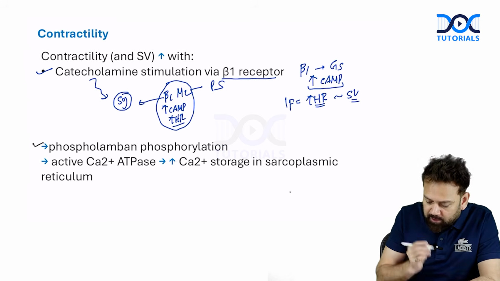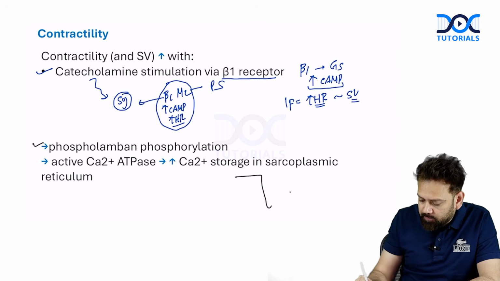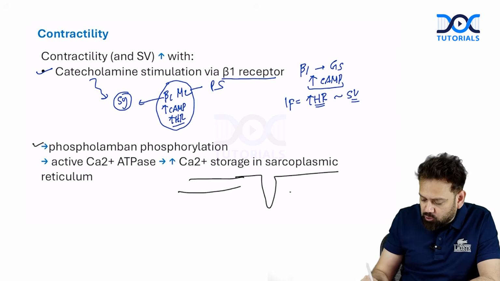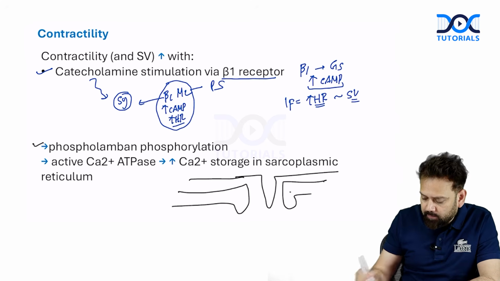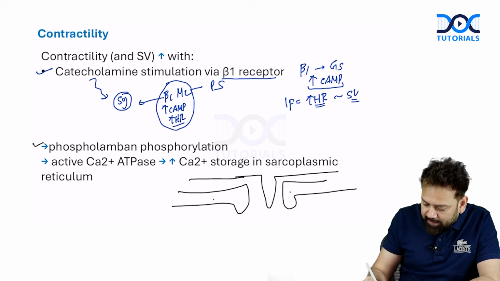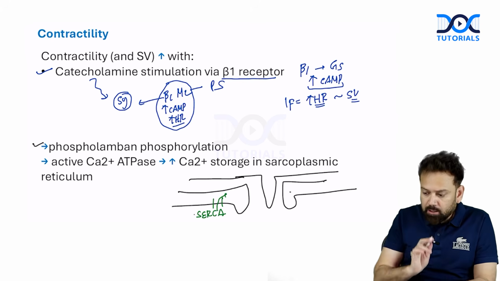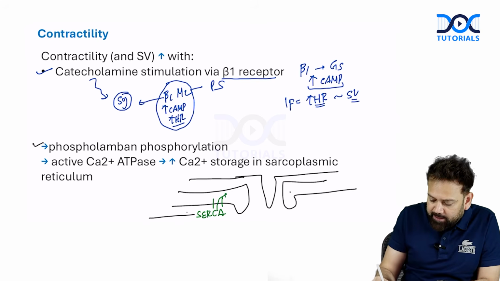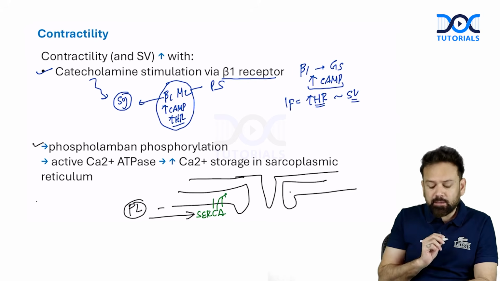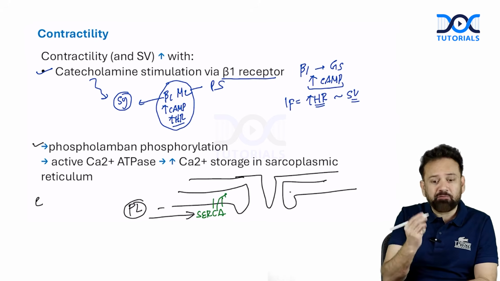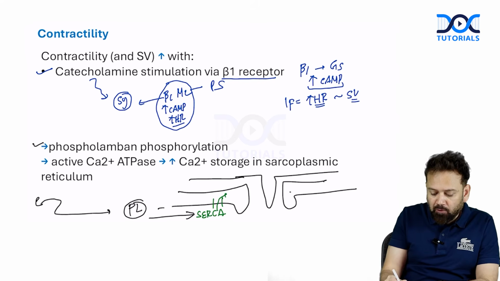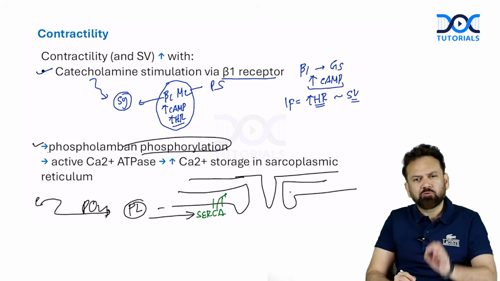In phospholamban, what happened? This is your T tubule. This is sarcoplasmic reticulum. And calcium goes inside by SERCA. Clear? Now, SERCA is inhibited by whom? Phospholamban. Please don't forget, this is a very important concept. And catecholamines like norepinephrine cause phosphorylation of phospholamban. It's a very, very important point.